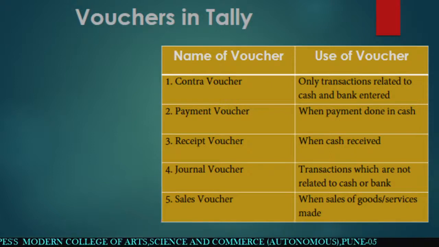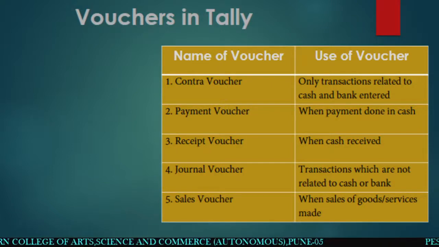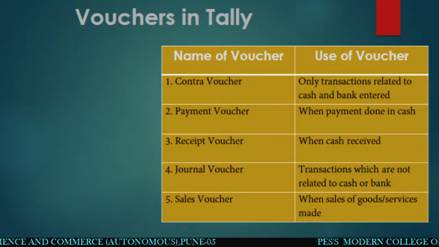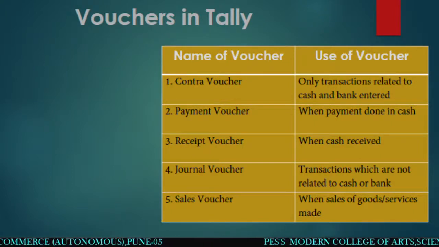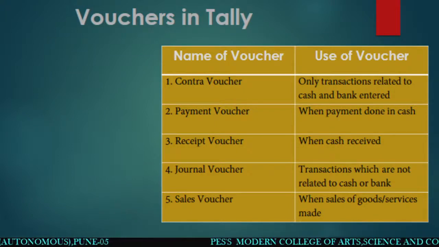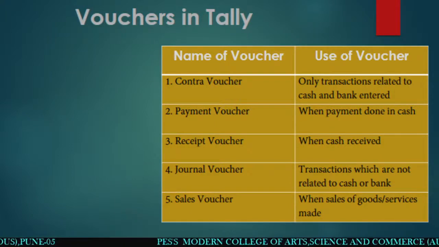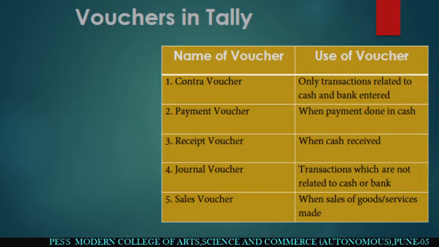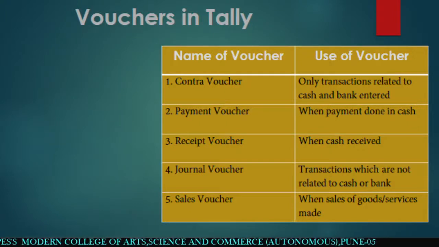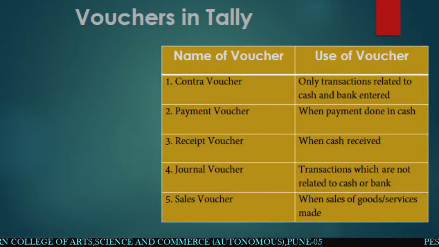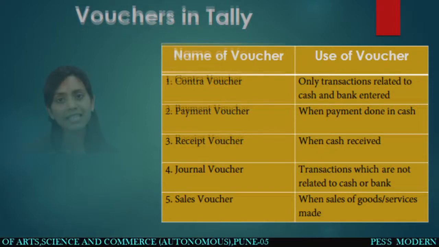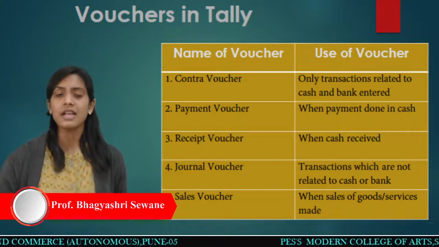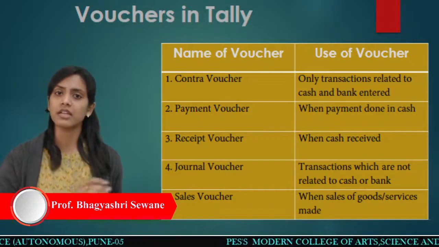So this type of entry we have to enter in a contra voucher, because the feature of the contra voucher is that none other than cash and bank are entered in this voucher. So if only a cash and bank transaction is there, then you have to enter it in a contra voucher. For example, cash account debited to bank account. When you withdraw some cash from a bank account, what will be the entry? Cash account debited to bank account. When only cash and bank accounts are there, you have to enter this entry in a contra voucher.